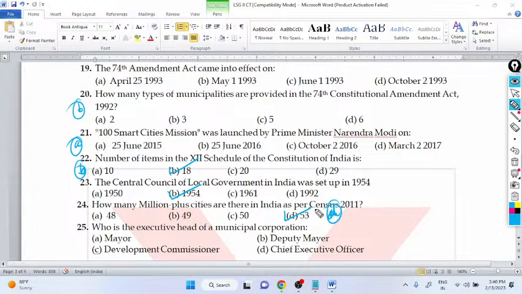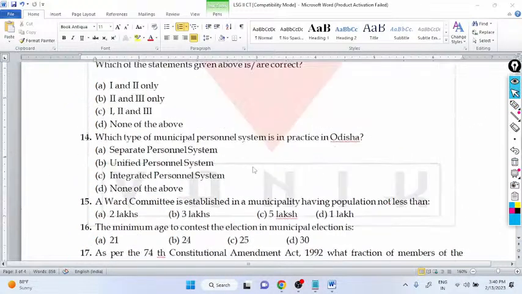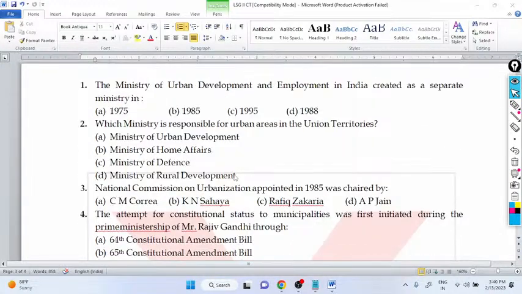Who is the executive head of the municipal corporations? Development commissioner. So guys, we have completed the questions. A few questions for your practice. You can see there are some good questions also. There are all good questions in my urban local government. And with this we have come to the end of the chapter, urban local government.